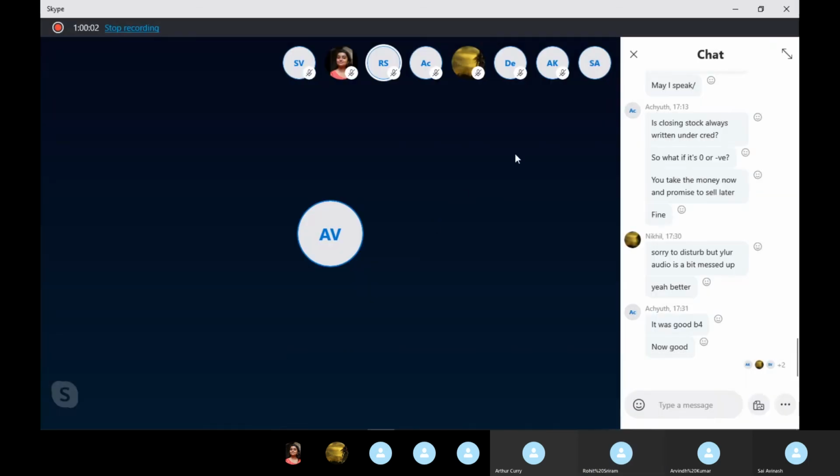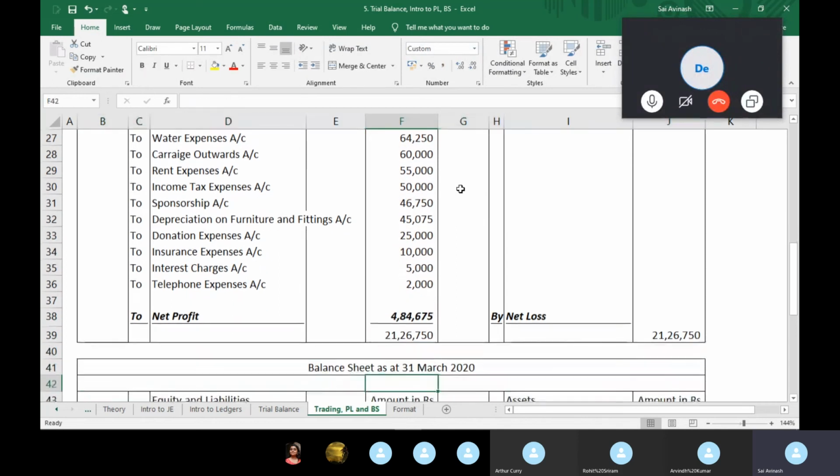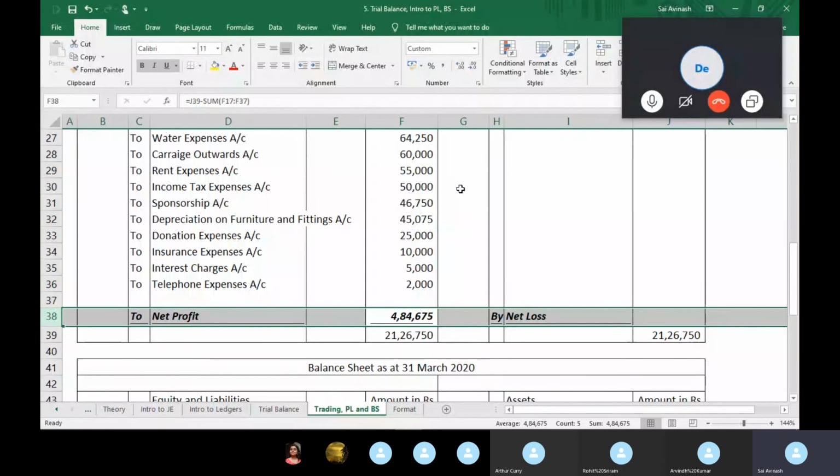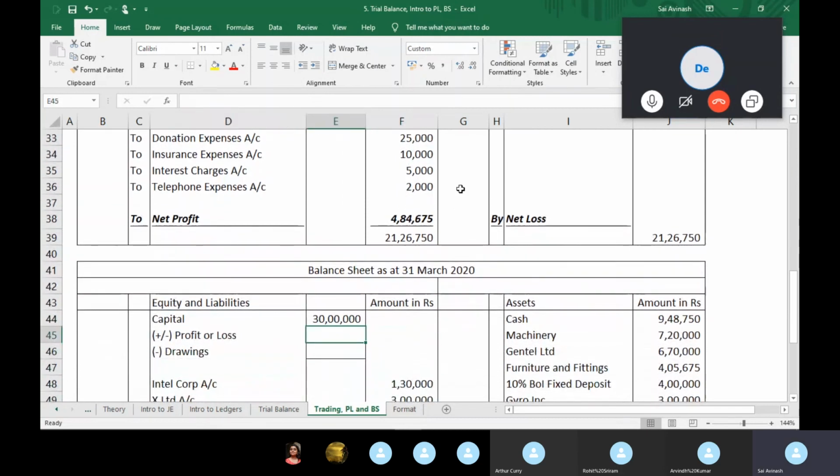Yeah. So the net profit is 4,84,000, which means we've gotten our first answer. We've made a profit of 4.84 lakhs from doing our business in the current year. Okay. So now this profit. If you remember, I told you that when a business makes profit, the business has made profit because it has got money from the owner, right? So it has to give the money back to the owner. It owes the profit to the owner, right?